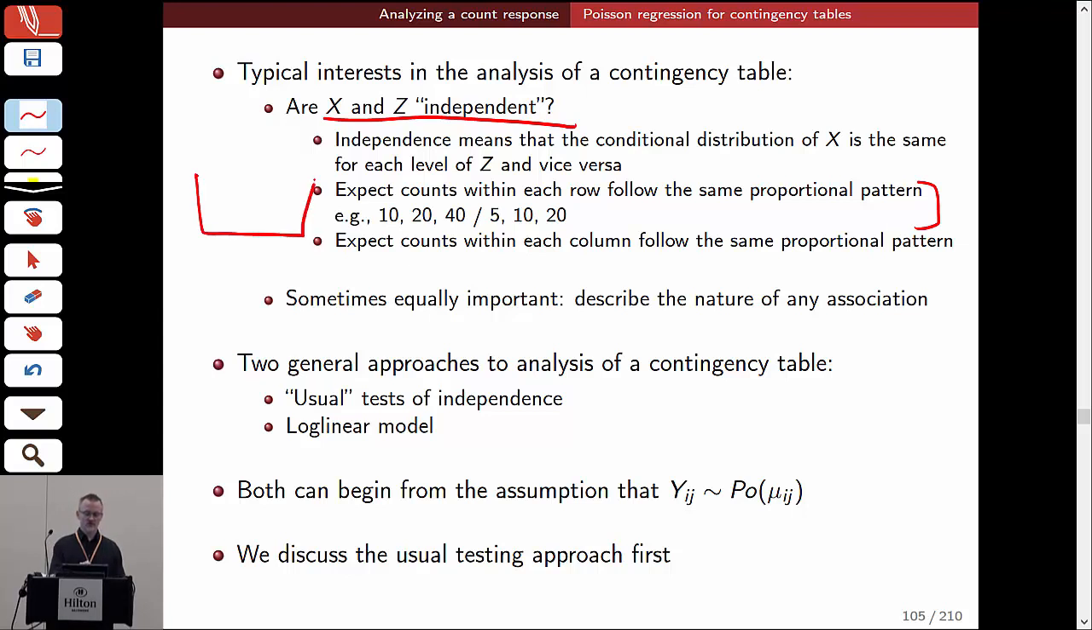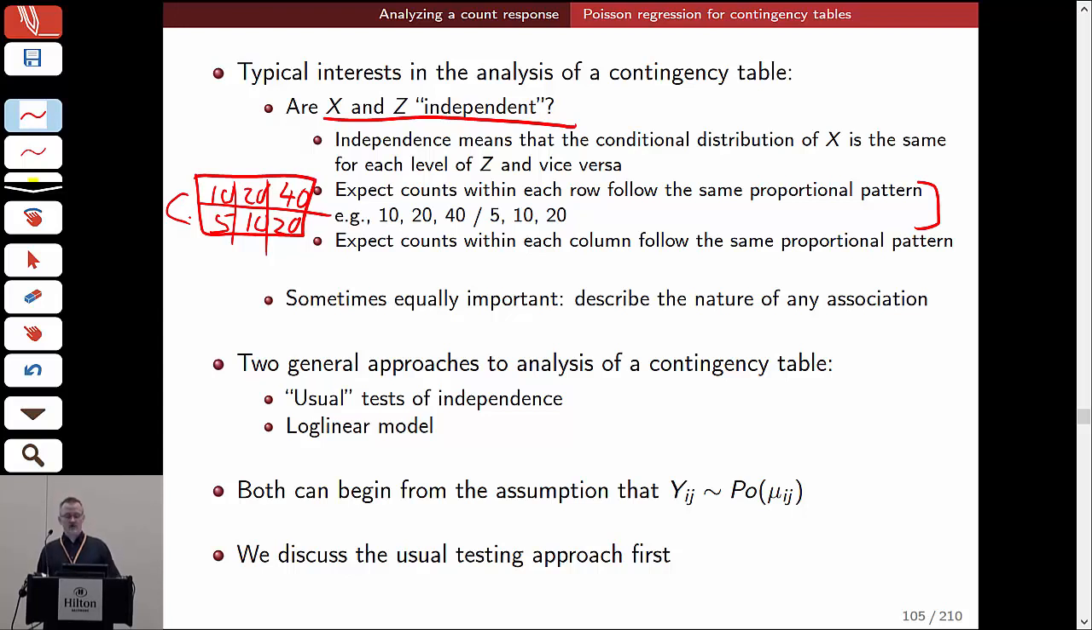So, for example, you might expect to see, if you have counts in a 10 to 20 to 40 proportion, so this is a 1 to 2 to 4 ratio, then the counts in any other row should also be in something like a 1 to 2 to 4 ratio, approximately. If that's true, then you'll have independence between the row and column variables. And notice that independence, by looking at it going across the rows, is the same as looking at it going down the columns, because in each case we're going to have a 2 to 1 ratio from the top to the bottom row.